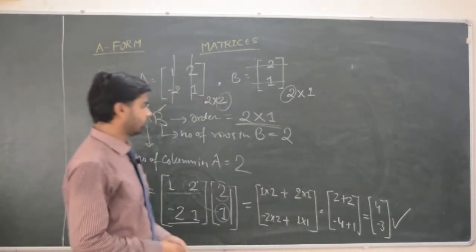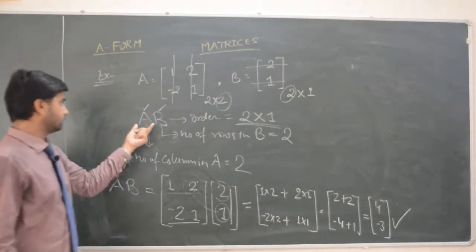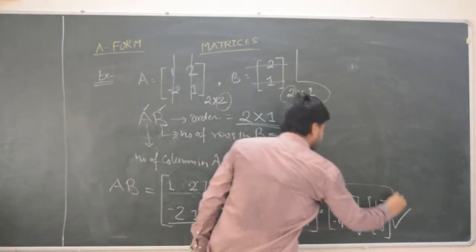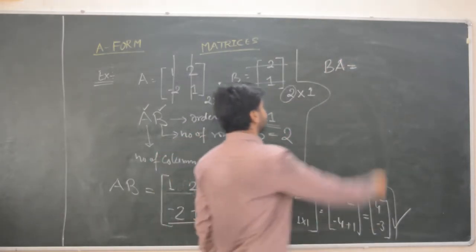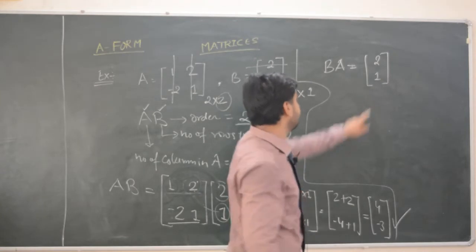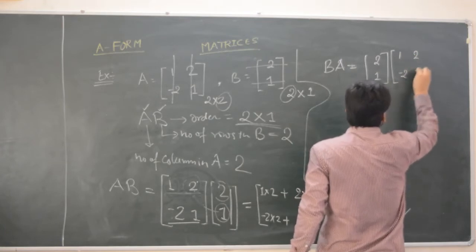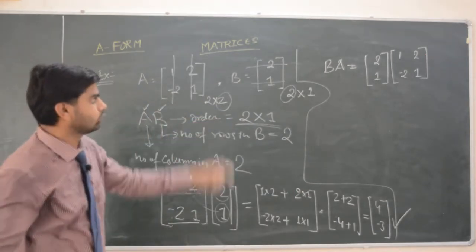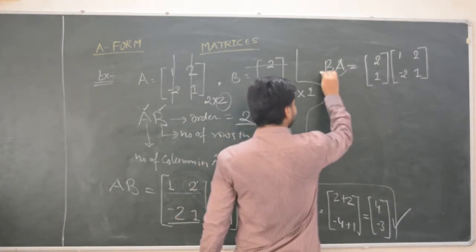Now we are going to see whether we can multiply B with A or not. First we got the value of A into B. Now we are going to multiply the B matrix with A. Matrix B is 2 1, and we want to multiply this B with the A matrix, and matrix A is 1 2, minus 2 1. We cannot multiply until we find that they are compatible for multiplication. So here we will check whether this product BA is possible or not.